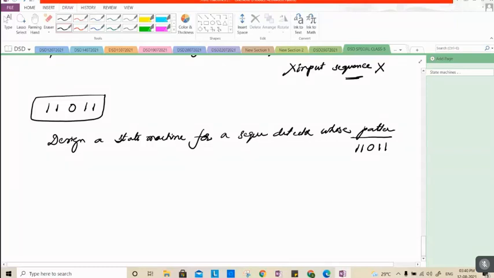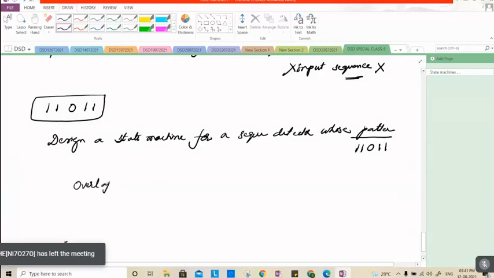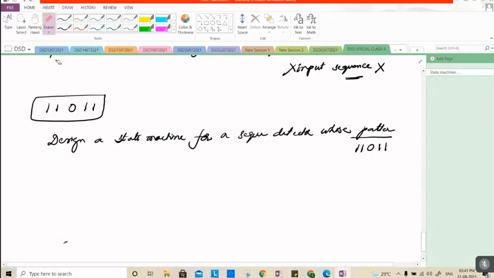Now how to do this? Is it overlapping, sir, or non-overlapping? Right, let us take the overlapping case. Or take non-overlapping. First let us take the non-overlapping case.